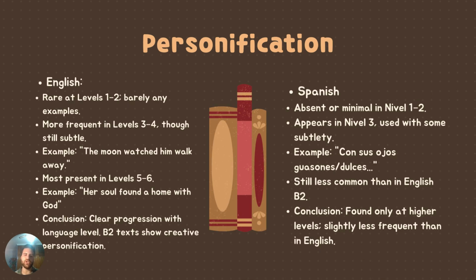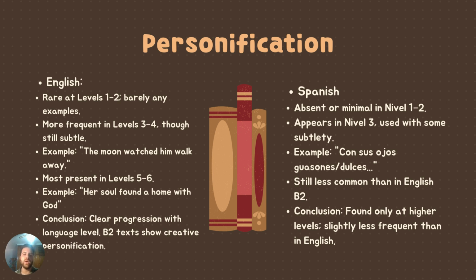Continuing with personification. In English, it is rare at levels 1 and 2 with barely any examples, but more frequent in levels 3 and 4, though still subtle. For example, the moon watched him walk away, and very present in levels 5 and 6. Her soul found a home with God. Therefore, there is a clear progression with language at each level, with B2 text showing creative personification.